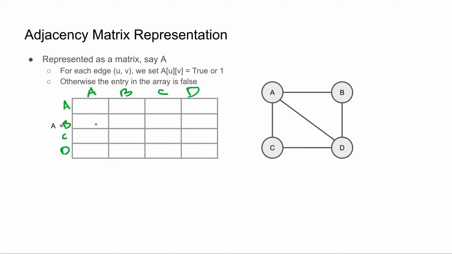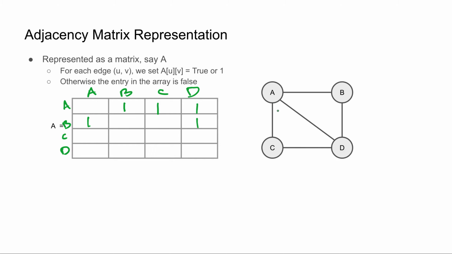Then I will fill up the values. For A, B, there is a connection, so this will be 1. Then A to C there is a connection, and A to D there is a connection. Then B to A there is a connection, then B to D I have a connection. Then for D, I have connections to B, A and C.